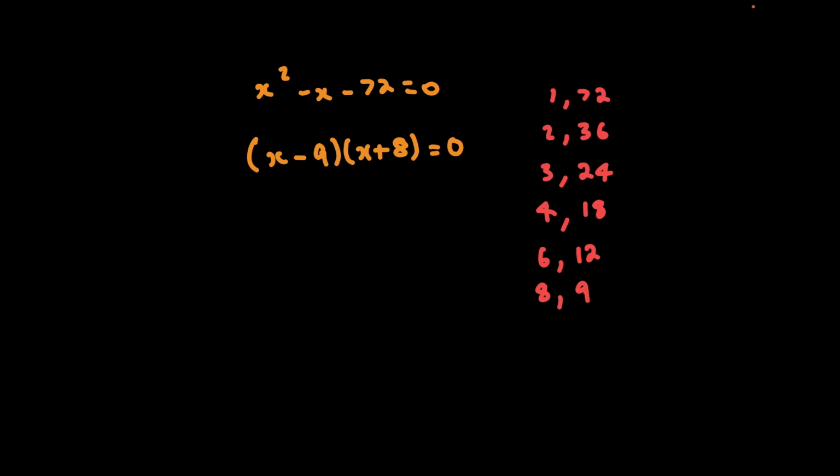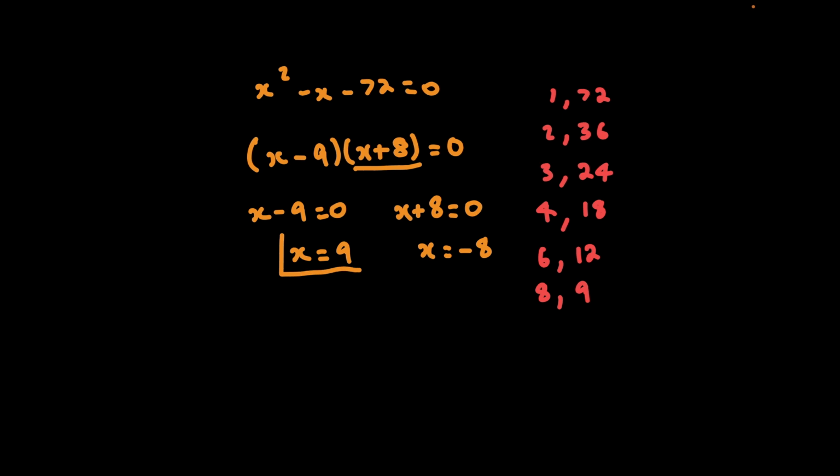So if we solve for this quadratic, we can say that x minus 9 equals 0, and if we solve for this, that means x is equal to 9. So that's this first bracket done. And the second bracket, we can say x plus 8 must be equal to 0, in which case x equals minus 8. And those are your two values for this quadratic. That's how you solve a monic quadratic using splitting the middle term.